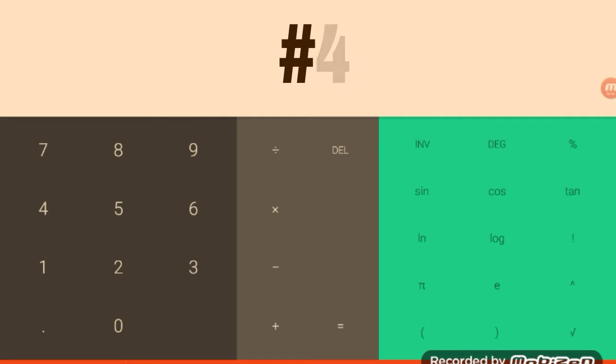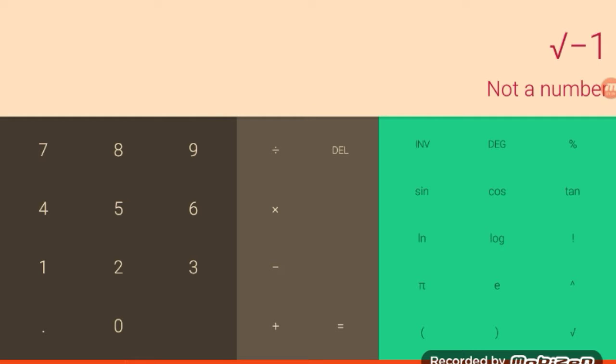So hashtag 4, the imaginary number. Now this is a fun experiment to do with your calculator. You must have heard about the square root of 1 or 2, 3, 4, 5, 6, 7, 8 or such numbers. Now let's try something different. Let's try the square root of minus 1. When you type this and click on the equal to sign, your calculator will say that this is not a number.